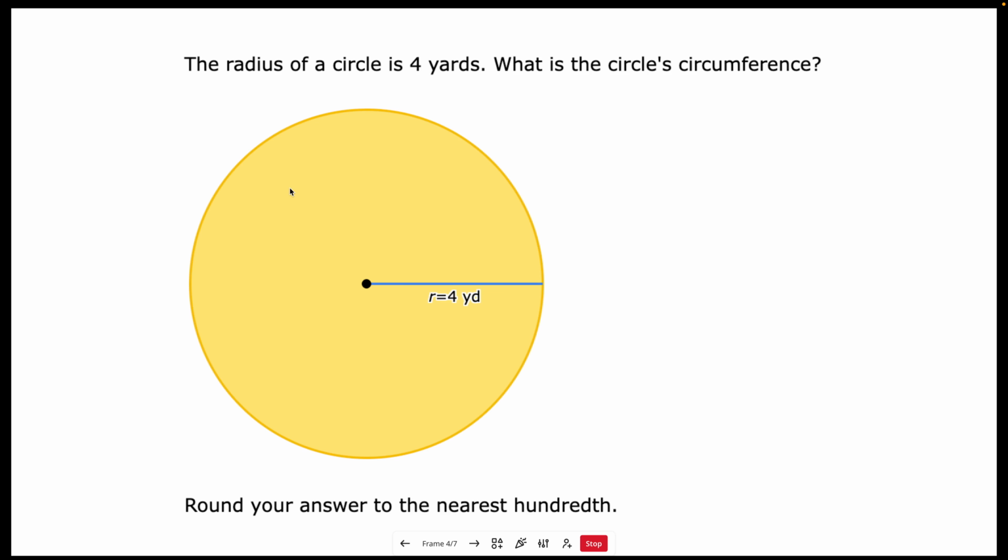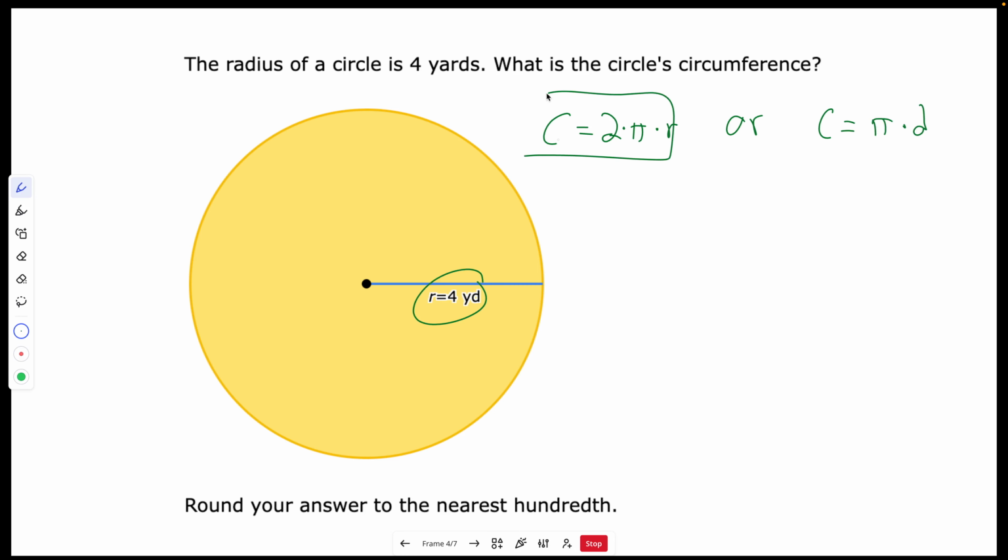Here we go. It says the radius of a circle is 4 yards. What is the circle's circumference? So circumference has two formulas. The first formula is 2 times pi times r, the radius. The second formula is c equals pi times the diameter. In this case, they give us the radius, so let's use the radius formula.